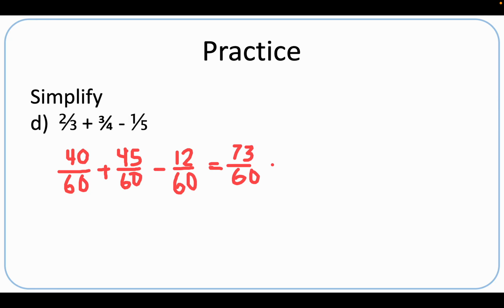Here we need to simplify that because that is an improper fraction. So 60 goes into 73 one time, and then you have 13 remaining. So 13/60, which can't be reduced anymore. So 1 and 13/60 is our final answer there.